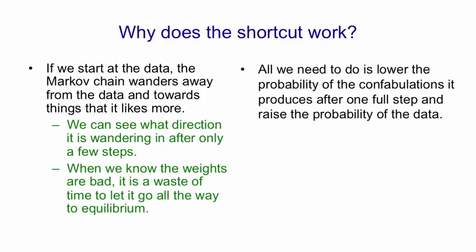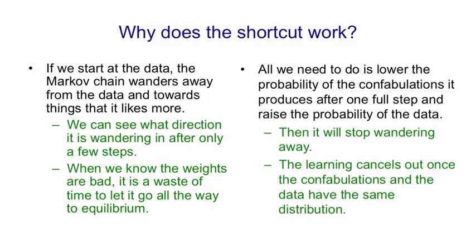All we need to do is lower the probability of the reconstructions, or confabulations as a psychologist would call them, it produces after one full step, and then raise the probability of the data. That will stop it wandering away from the data. Once the data and the places it goes to after one full step have the same distribution, then the learning will stop.